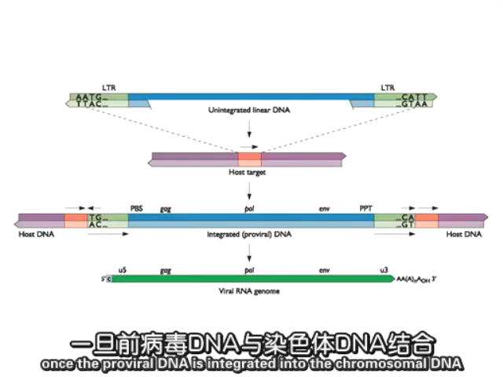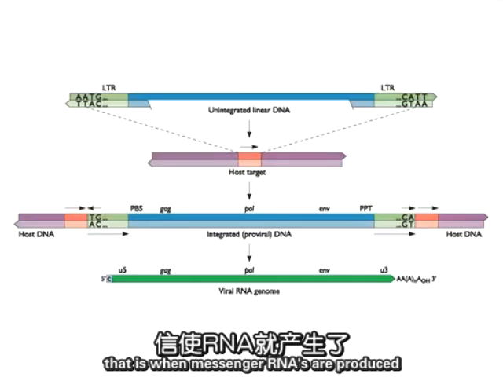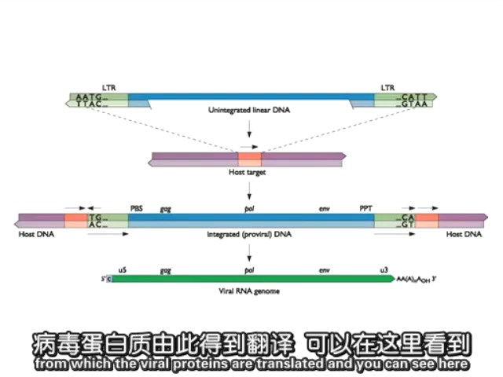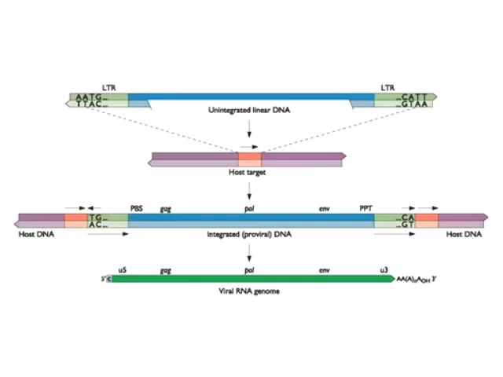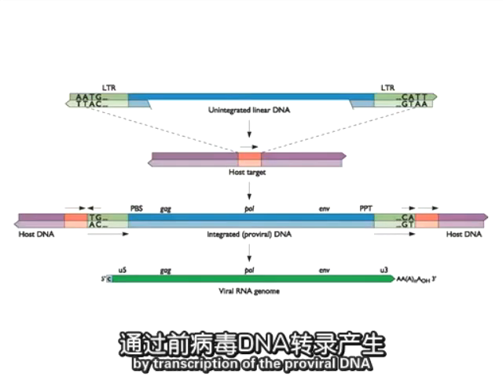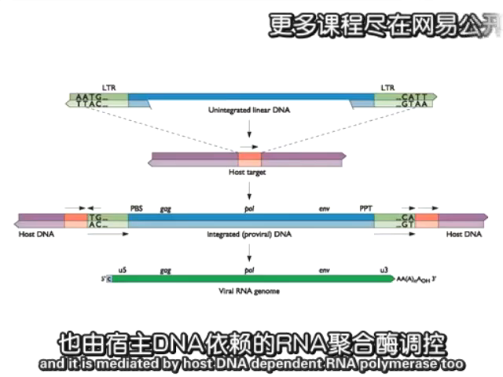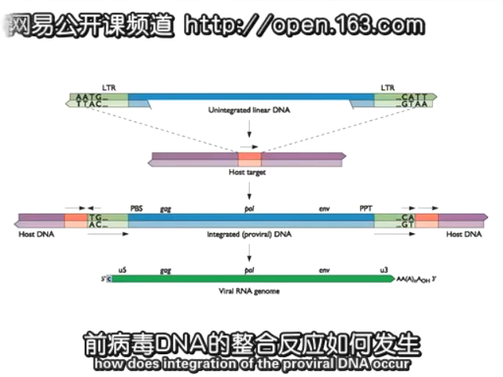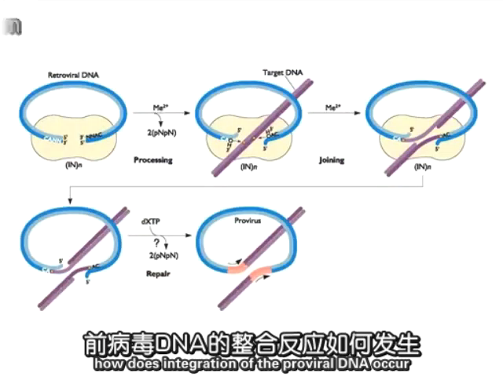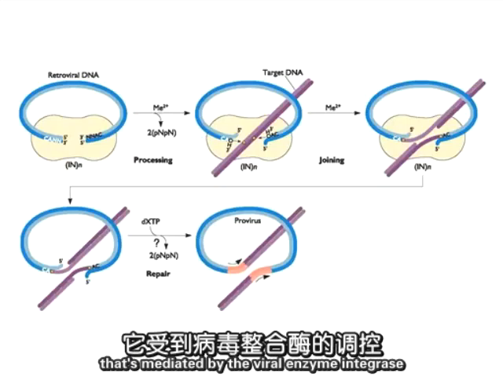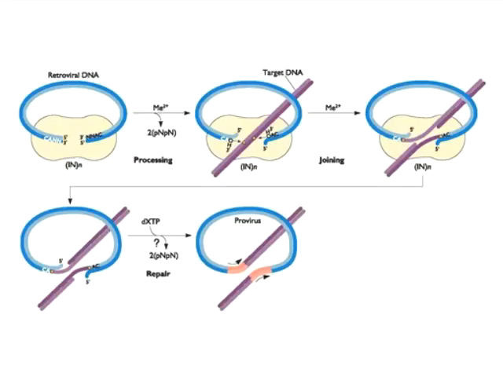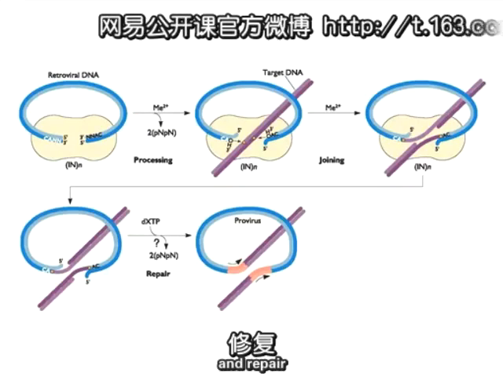Once the proviral DNA is integrated into chromosomal DNA, that is when messenger RNAs are produced from which the viral proteins are translated. And you can see here the viral RNA genome is produced by transcription of the proviral DNA. It begins within the LTR, and it's mediated by host DNA-dependent RNA polymerase II. How does integration of the proviral DNA occur? That's mediated by the viral enzyme integrase, and it occurs in 3 steps as shown here: processing, joining, and repair.